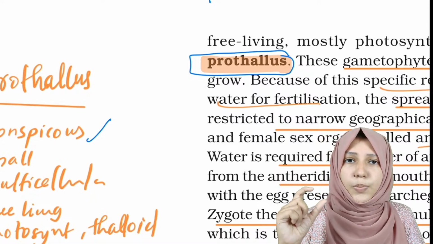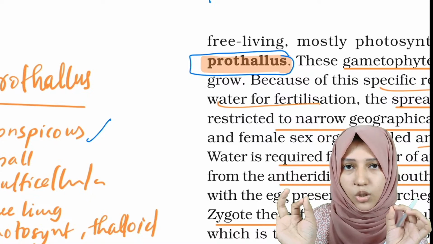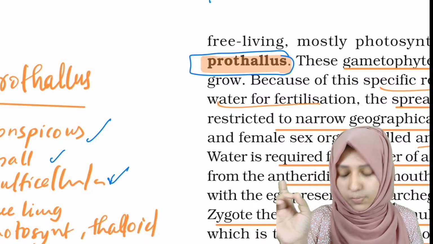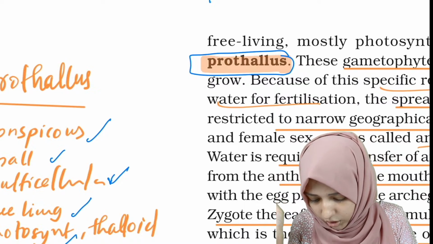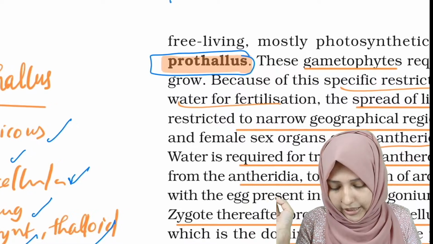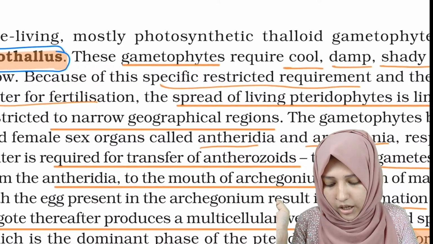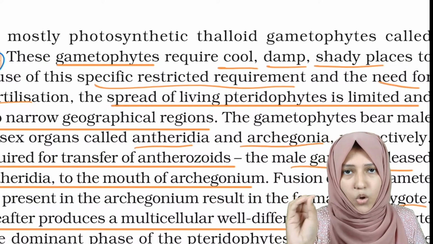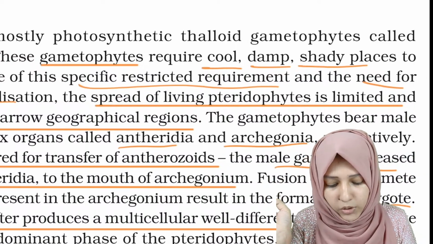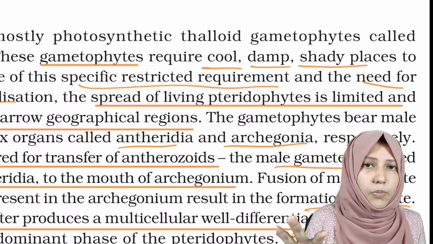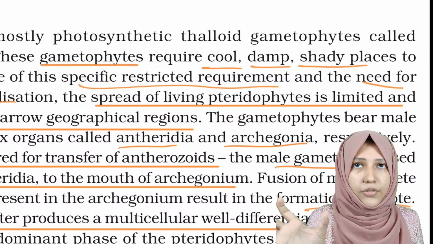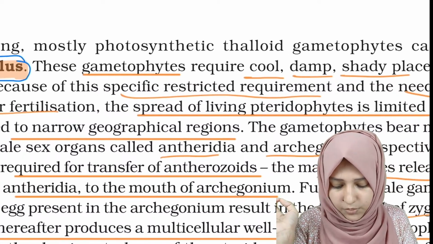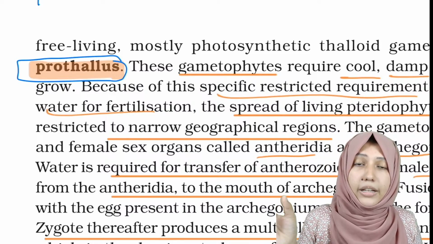What are the characteristics of the prothallus? It is inconspicuous, which means not so prominent. It is small, multicellular, free living, photosynthetic and thalloid. Now it is a gametophyte, right? These gametophytes need cool, damp, shady places. Since such places are fewer, the number of Pteridophytes is limited, because of this restricted requirement and the need for water for fertilization.